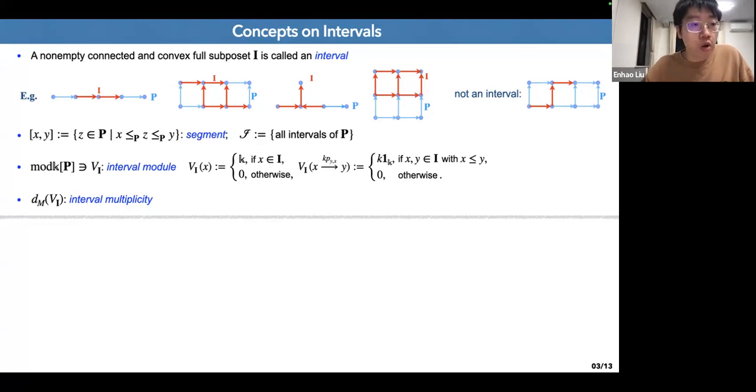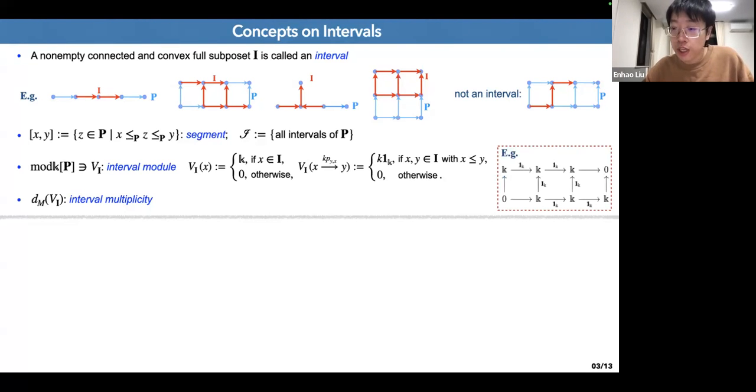For each interval, we can define a representation, a persistent module, in terms of the interval. How? For each element in I, we assign the one-dimensional vector space K, otherwise 0. And for the linear maps, we assign the identity map if both x and y are in I, otherwise just 0. Okay, so here I give you an example of such an interval module.